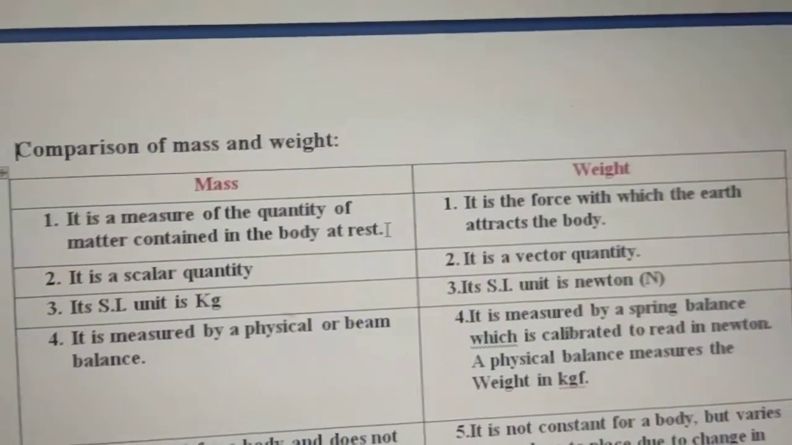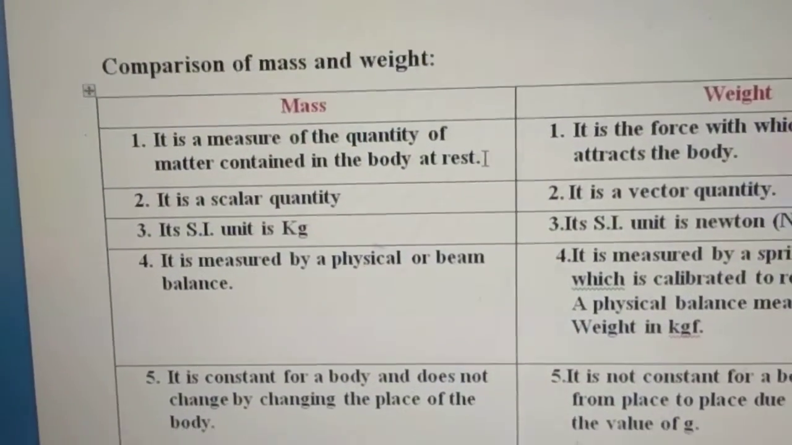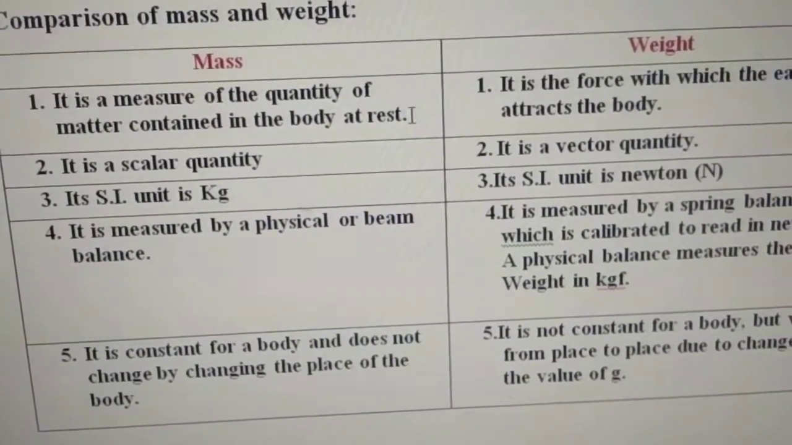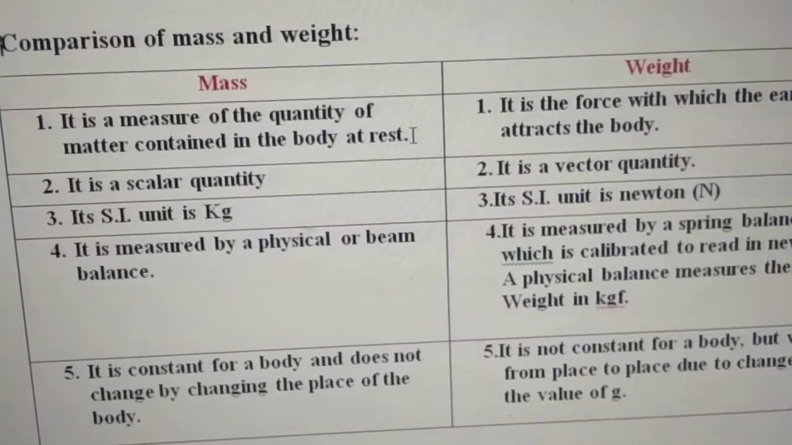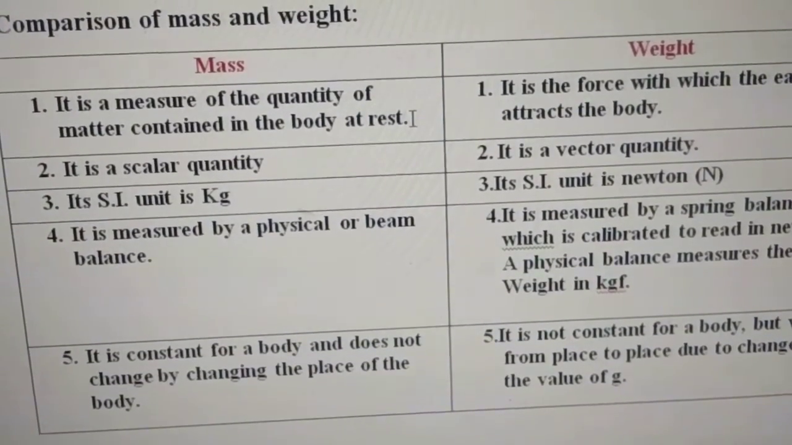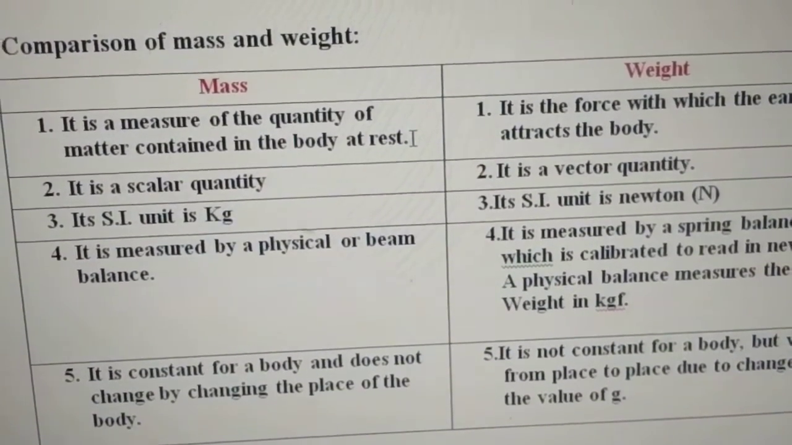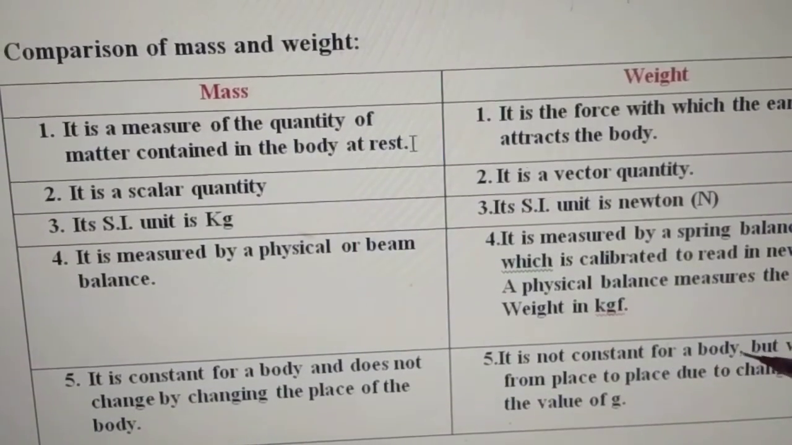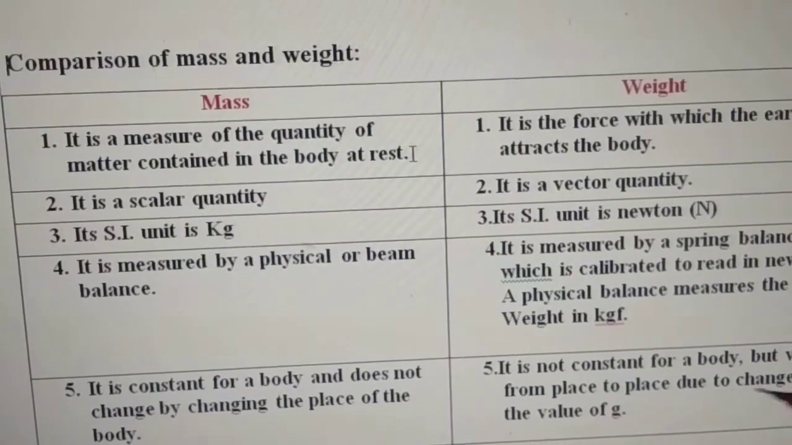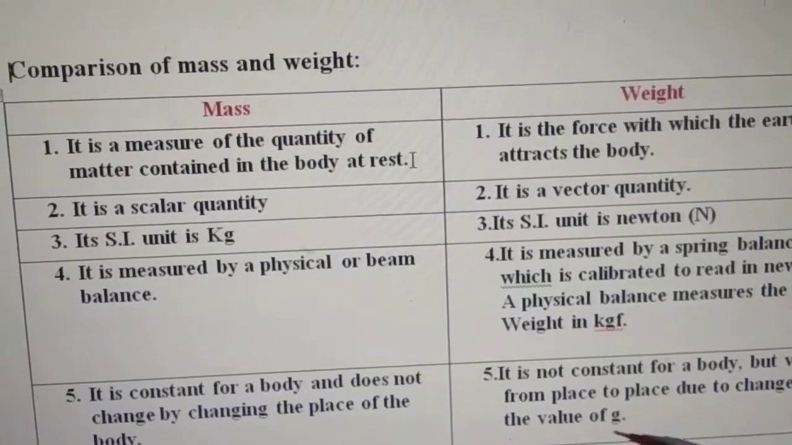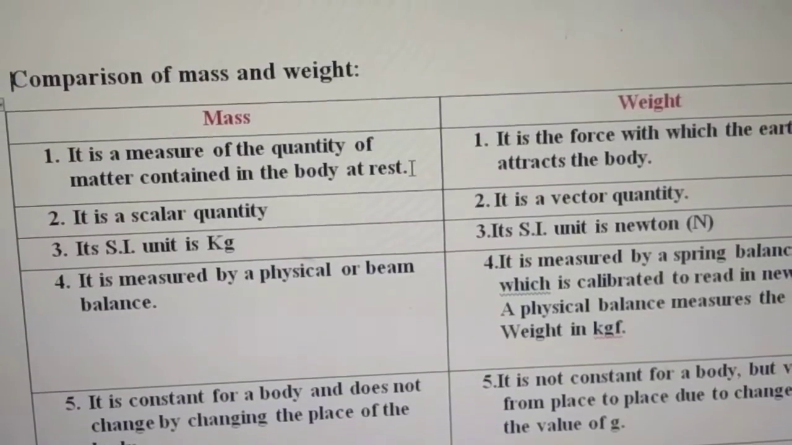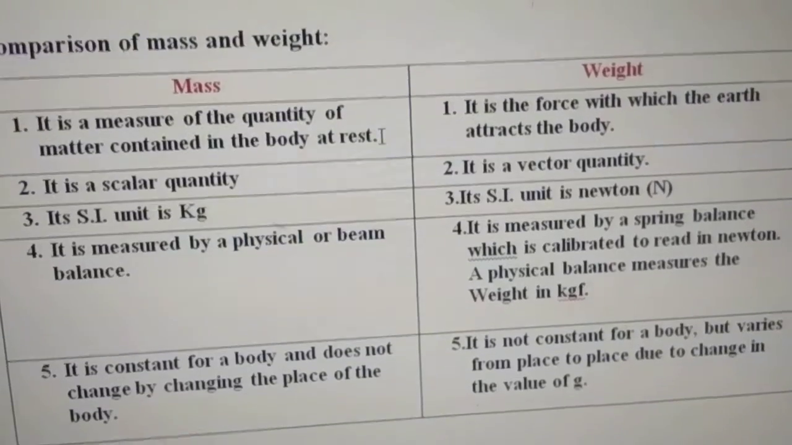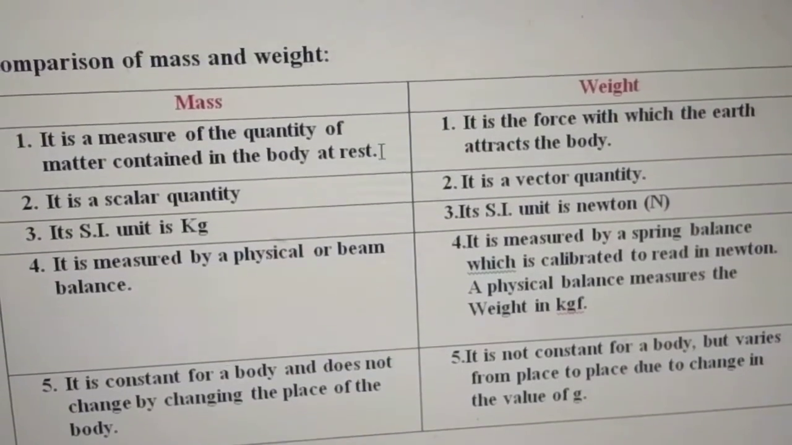And the fifth difference is that the mass always remains constant. It does not change from one place to another. But the weight is not constant for a body; it varies from place to place due to the change in g. You know what g is? The acceleration due to gravity at that place. So these are the differences and the comparison of mass and weight.